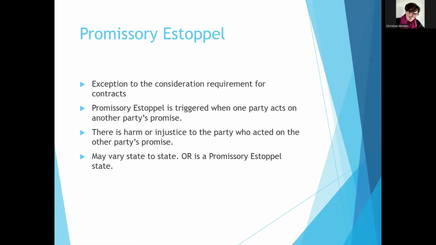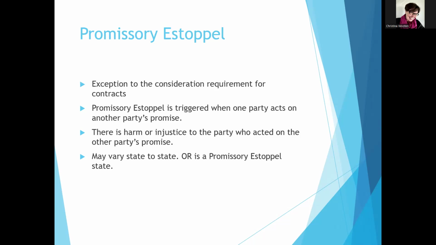All right. Next, we're going to talk about, this might be a new term to you. It's a little bit of an odd one. It's called promissory estoppel. So this is an exception to the consideration requirement for contracts. Promissory estoppel is triggered when one party acts on another party's promise. There is harm or injustice to the party who acted on the other party's promise. And we'll see an example about this that was in our book here in just a moment.